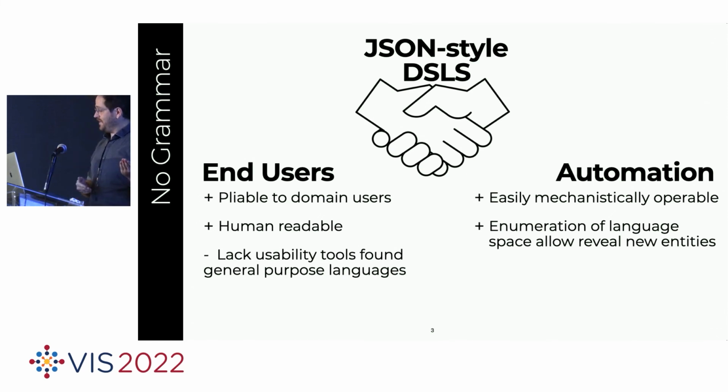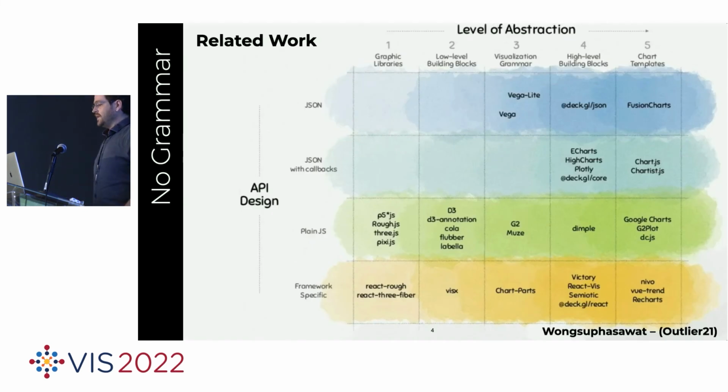On the end user side, JSON languages are approachable by motivated domain experts, but can lack some usability tools found in more general languages. The exchange for this usability, then, is that such languages are trivial to mechanize, which can allow for advanced tools like recommendation and automated guidance. Despite this popularity, there's been little study of the design and implementation patterns of these languages.